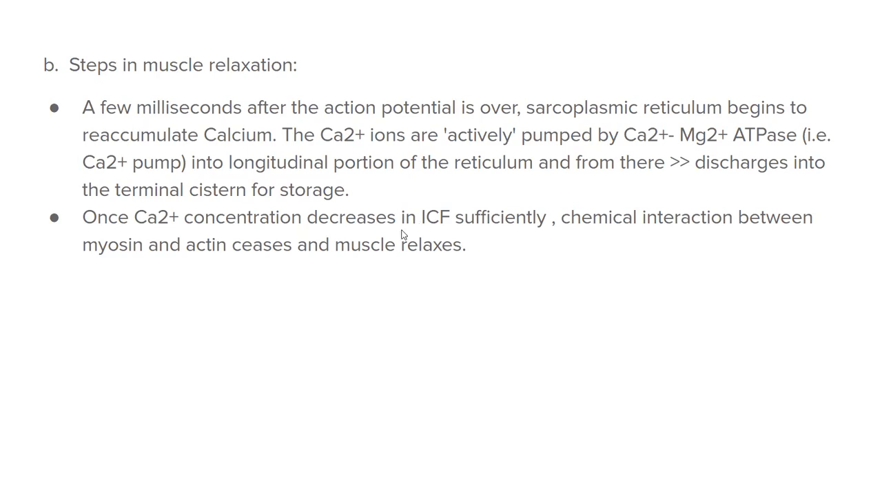Once calcium concentration decreases in ICF sufficiently, chemical interaction between myosin and actin ceases and muscle relaxes. We need the calcium for it to expose. For most of the action, we need calcium. If it's not there, then the muscle activity ceases and it goes back to rest.